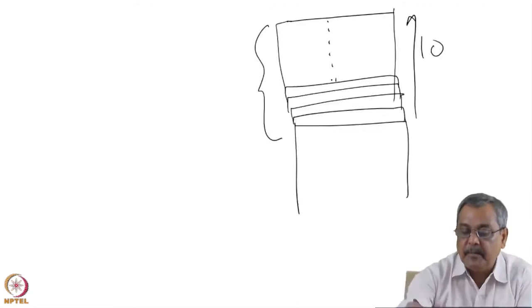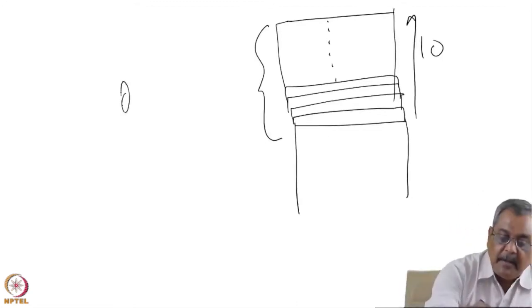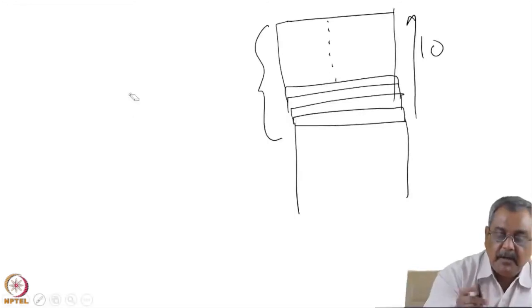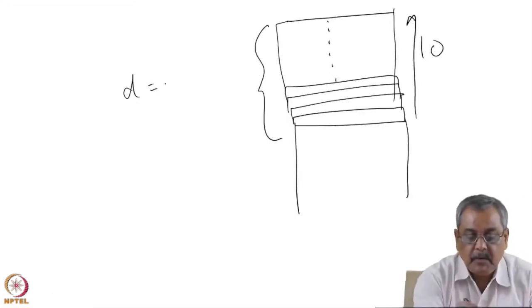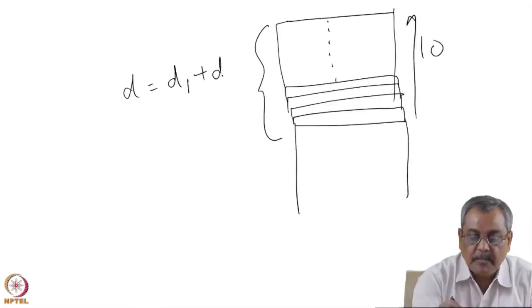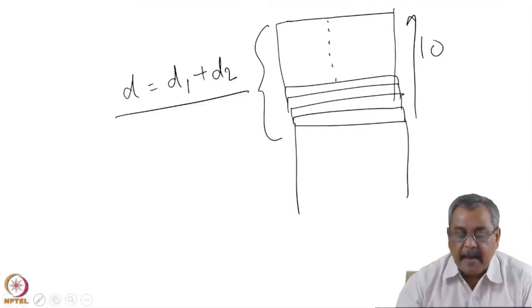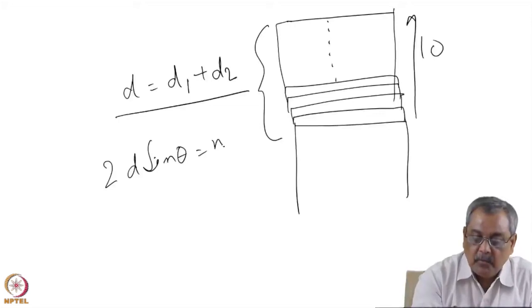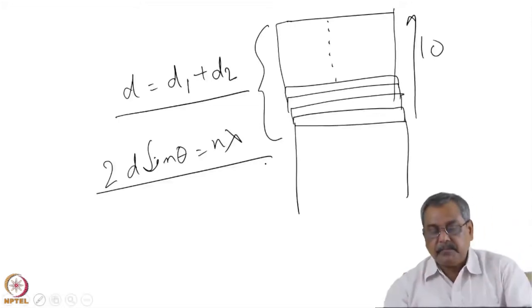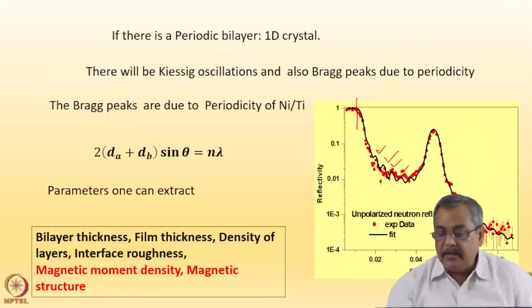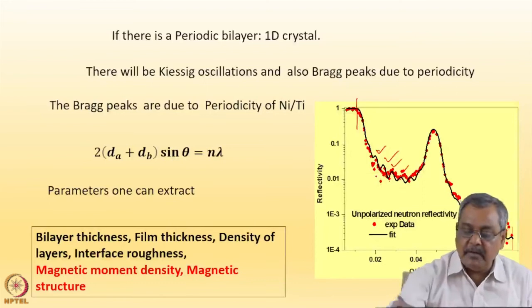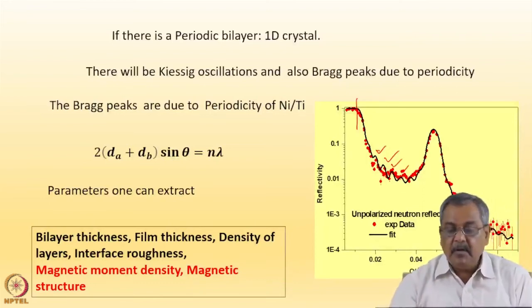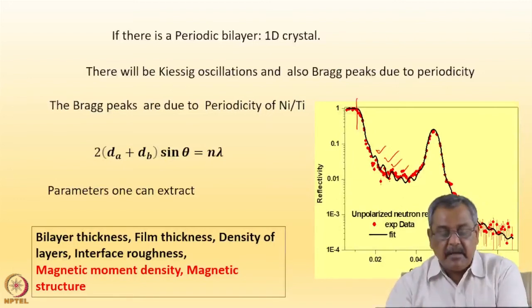But also, because this is a periodic bilayer of periodicity d, d equal to d1 plus d2, if I may say, I should also get a Bragg peak satisfying 2d sine theta equal to n lambda. In this case, I can see only one Bragg peak, the Kiessig oscillations and the critical angle. So from this, we can fit and get the structural information, including the magnetic moment density in the nickel layers, the interface roughnesses, and the magnetic structures.